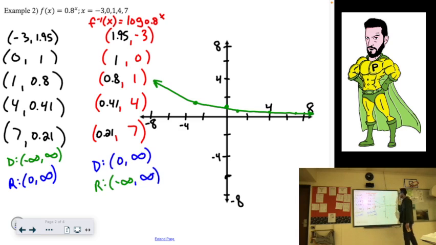All right, now we're going to graph the inverse. We'll graph it in blue. So 1.95, negative 3, about there. We have 1, 0. We have 0.8 and 1. We have 0.41 and 4. We have 0.21 and 7.